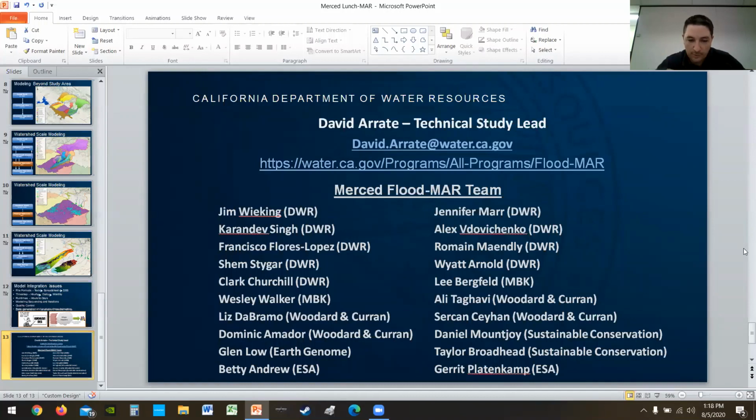And then within each level, we're looking at 3 scenarios. We do a bookend scenario, something small, something big, and then something that we call intermediate in between. So we'll have about 9 FloodMAR scenarios once we're all done.